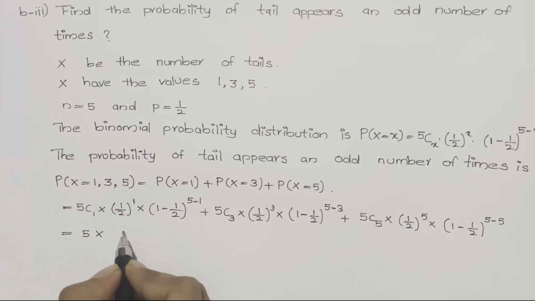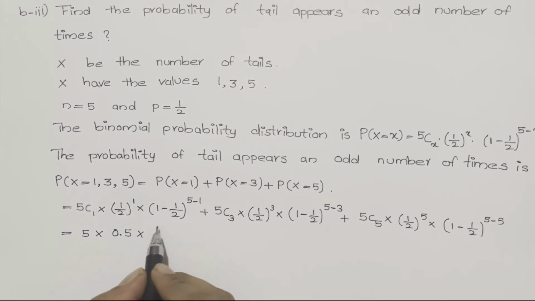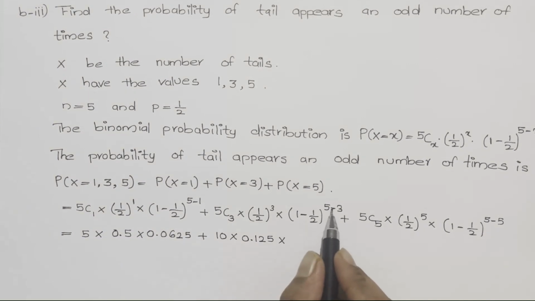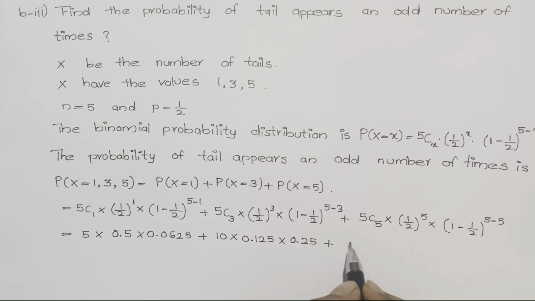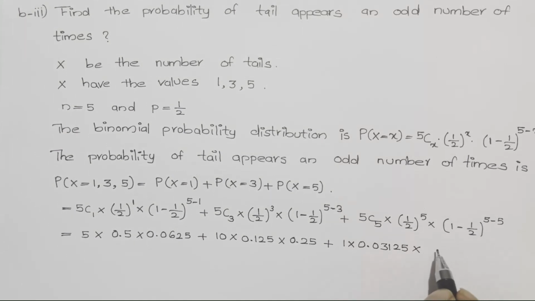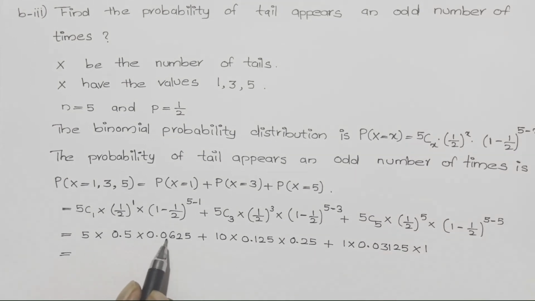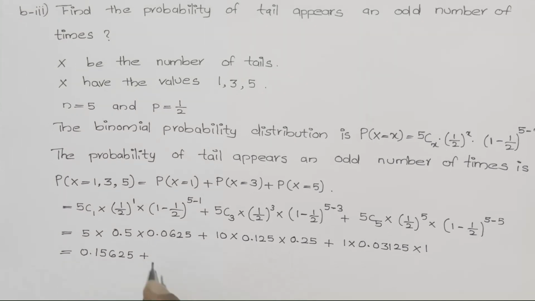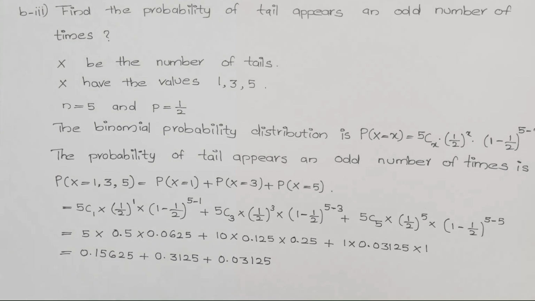5C1 is 5 into (1 by 2) whole raised to 1 is 0.5 into (1 minus 1 by 2) whole raised to 4 is 0.0625 plus 5C3 is 10 into (1 by 2) whole raised to 3 equal to 0.125 into (1 minus 1 by 2) whole raised to 2 is 0.25 plus 5C5 is 1 into (1 by 2) whole raised to 5 is 0.03125 into (1 minus 1 by 2) whole raised to 0 is 1 equal to 5 into 0.5 into 0.0625 is 0.15625 plus 10 into 0.125 into 0.25 is 0.3125 plus 1 into 0.03125 into 1 is 0.03125 equal to 0.5. Thank you.